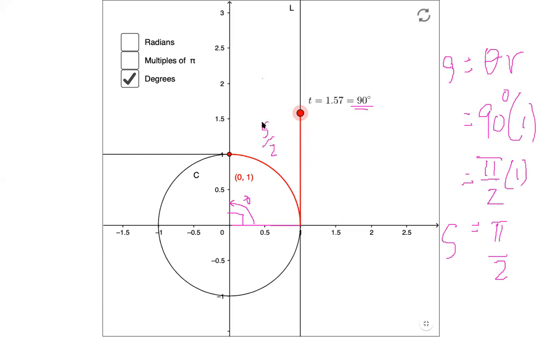Ito, pi over 2. Bakit? Pi over 2. And pi over 2 is equal to 90 degrees, di ba? Kaya equal silang dalawa. Okay? Nakuha, guys? Nakuha po ba yon? I hope so.